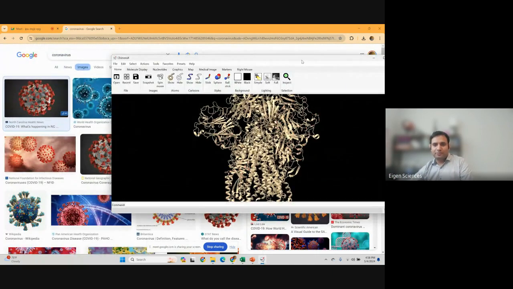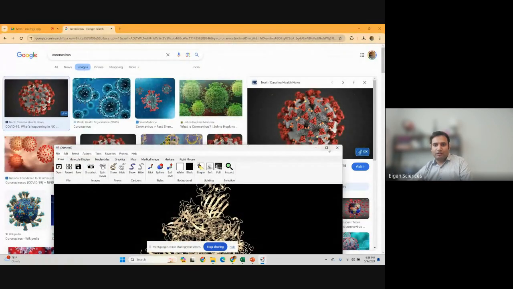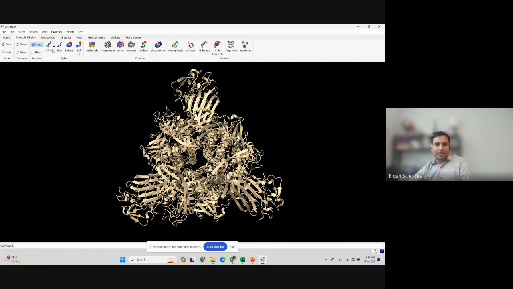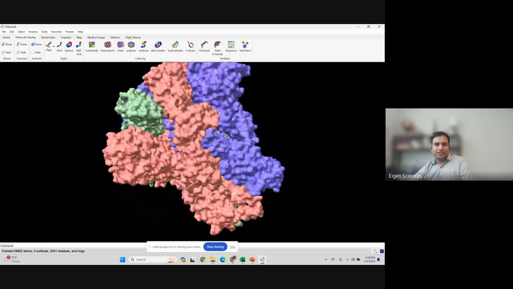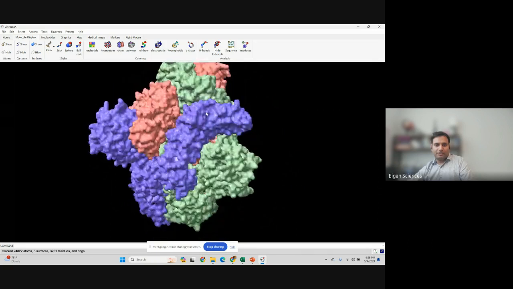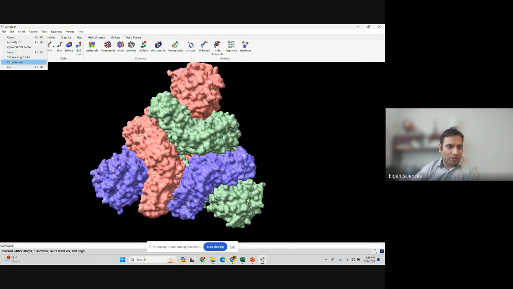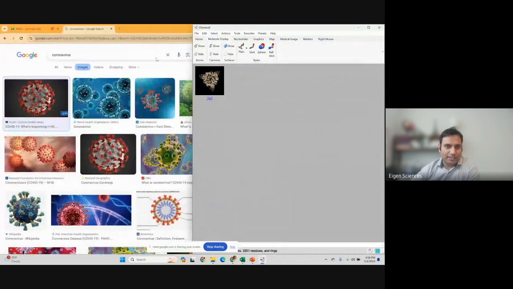So this is the same spike protein. It is triangular. If you see from top, the triangular red thing is the same spike protein which is present on coronavirus. So you can use this and you can play with this coronavirus. From top it looks like this, from side it looks like this. So yeah, nature is very beautiful.